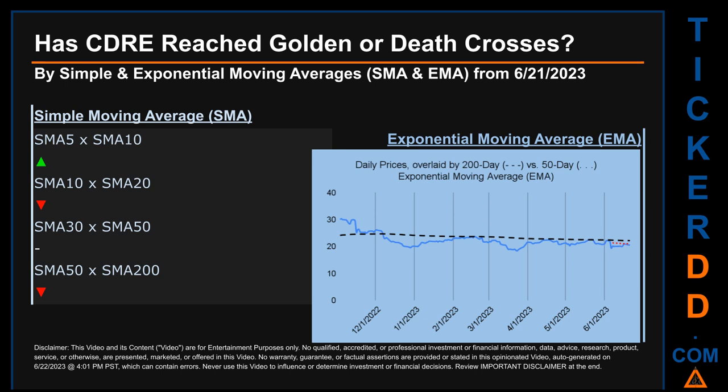We found golden cross signal for the 5 to 10. We found death cross signal for the 10 to 20. We could not find either golden cross or death cross signal for the 30 to 50.